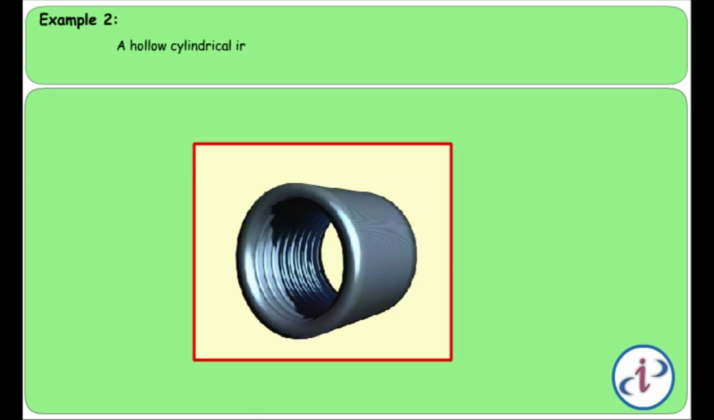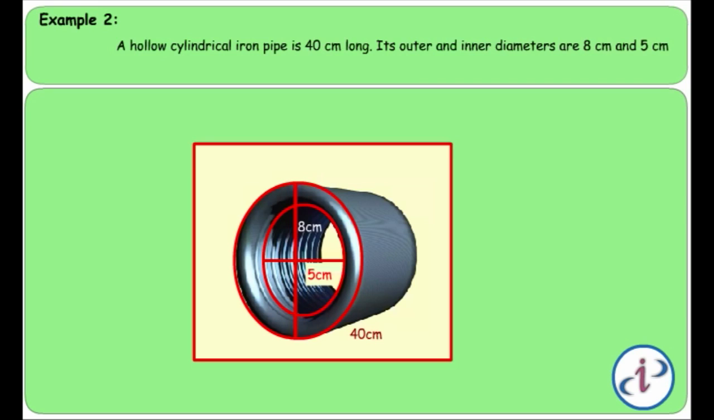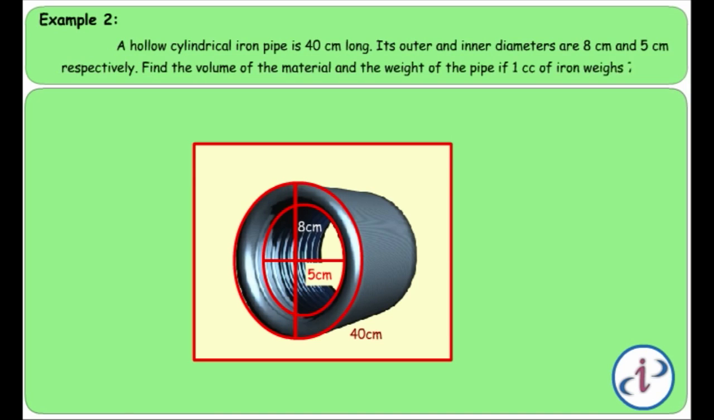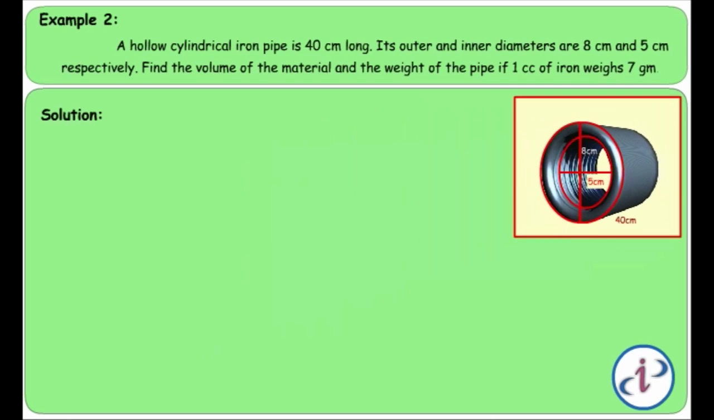Example 2. A hollow cylindrical iron pipe is 40 centimeters long. Its outer and inner diameters are 8 centimeters and 5 centimeters respectively. Find the volume of the material and the weight of the pipe if 1 cubic centimeter of iron weighs 7 grams. Solution: given that outer diameter is equal to 8 centimeters, inner diameter is equal to 5 centimeters, and height of the pipe is equal to 40 centimeters.